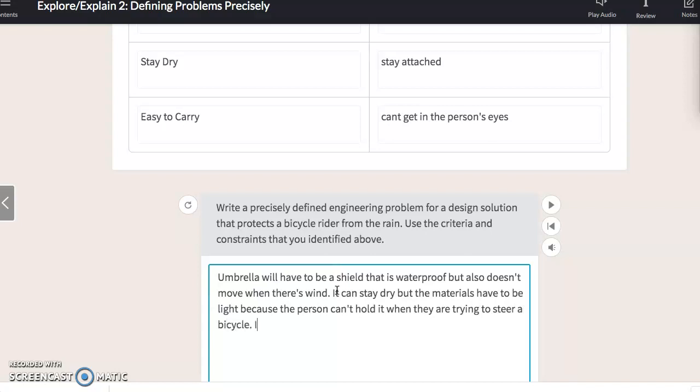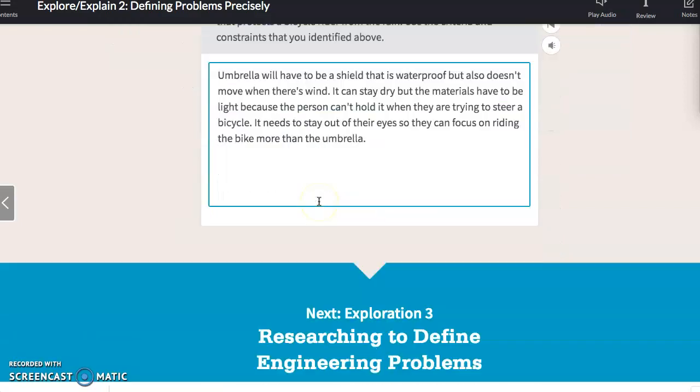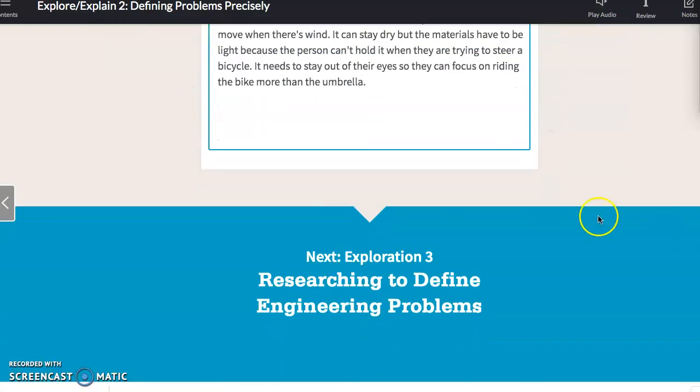Right? It needs to stay out of their eyes so they can focus on riding the bike more than the umbrella. You gotta focus on riding the bike way more than that umbrella. You want it to keep you dry, but you don't want it to be something where it gets in your eyes and then you're crashing. So now we're gonna go on to exploration 3.